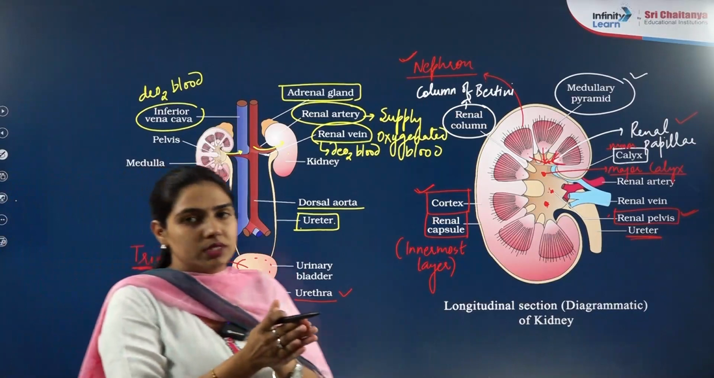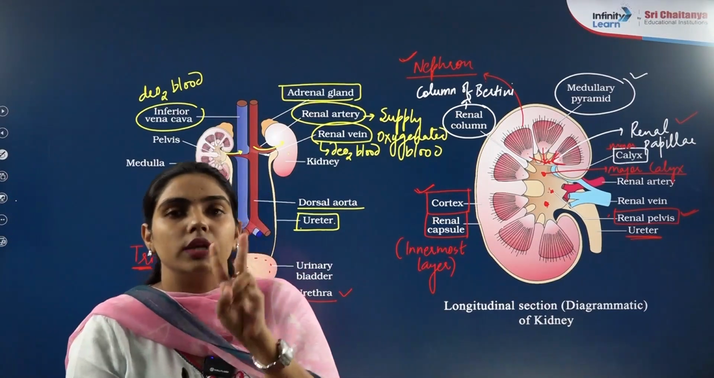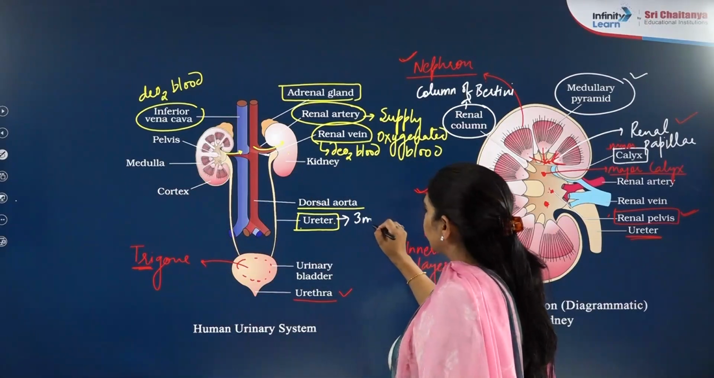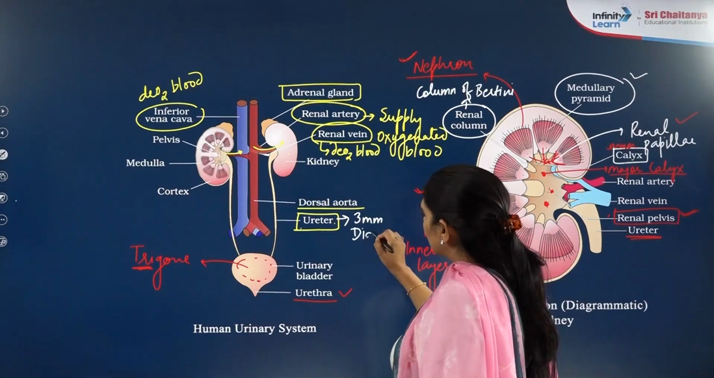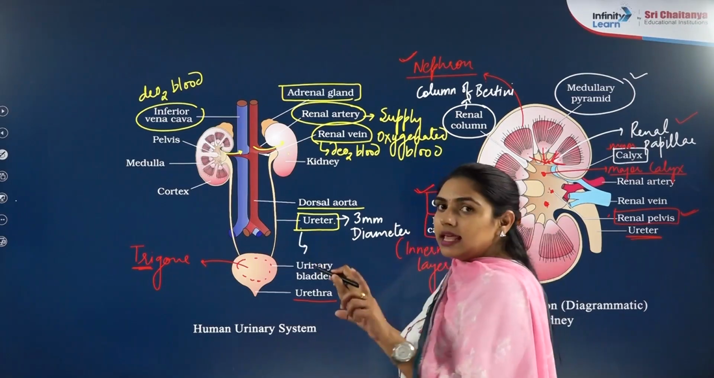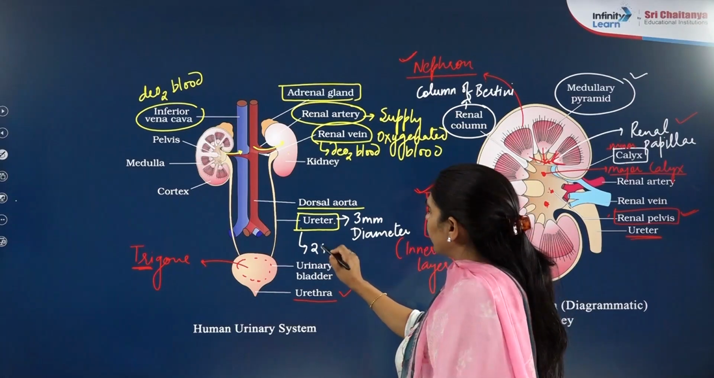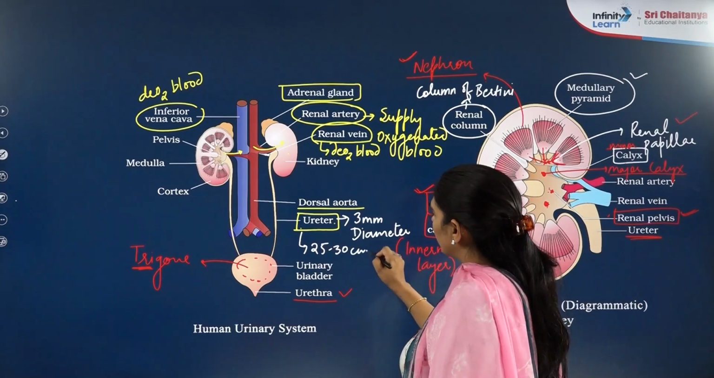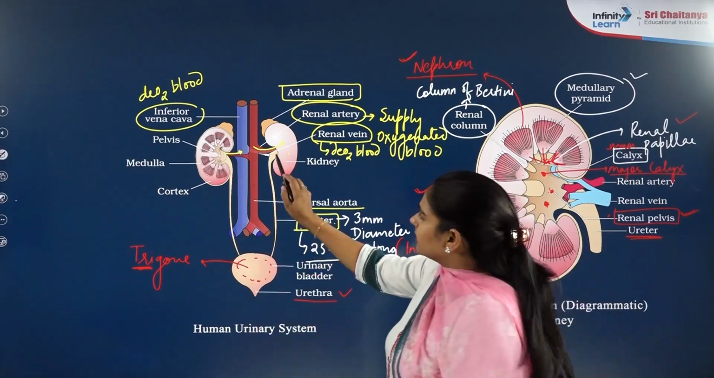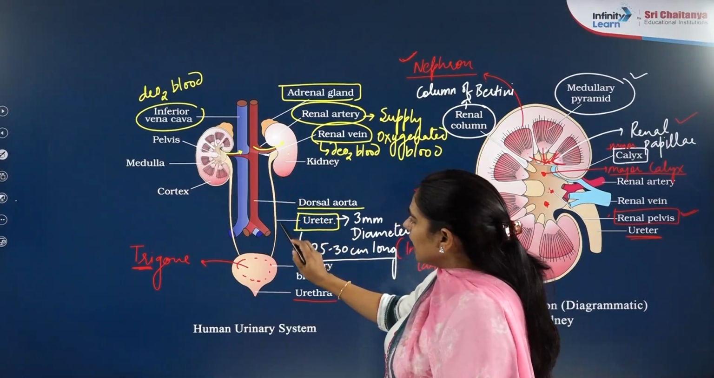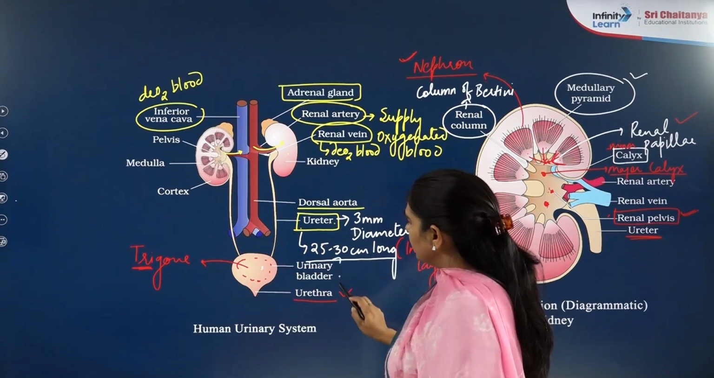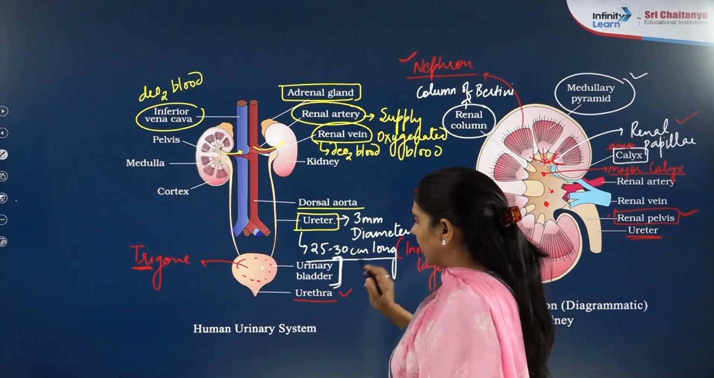So, let me explain to you about ureters, that they are very narrow tubes. Their diameter is very less. Only 2 things you have to remember about ureters. Their diameter is 3 mm, right? And what is the length of the ureter? 25 to 30 centimeter long. They are carrying the urine from the kidney and they are passing the urine to the urinary bladder, right?